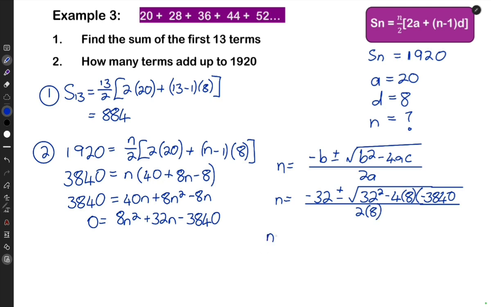And if you type in this correctly, first with a plus, then with a minus, you would see n is equal to 20, or n is equal to negative 24. Now, like I said earlier, n cannot be negative, and it cannot be a decimal, so therefore I'm going to put a not equal sign there, and say the sum of the first 20 terms is equal to 1920.